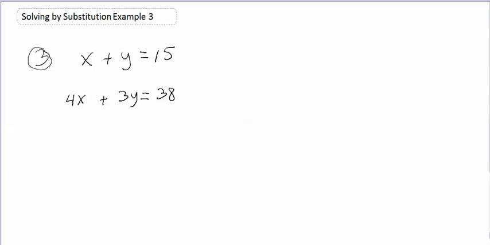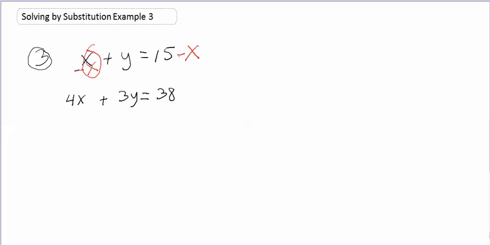Okay, so again, the last one was all set up for us. No work was required before we started substituting. But this time we have to get one of our variables by itself. And I'm going to choose to move my x to the other side and solve for my y and get y by itself. So I'm going to subtract this x and put it to the other side, making it a negative x. So that's 0, that's gone. So now I have y is equal to 15 minus x.